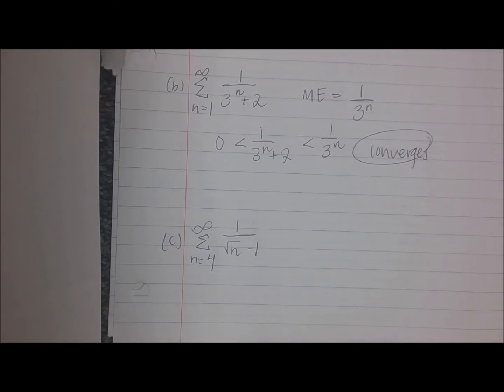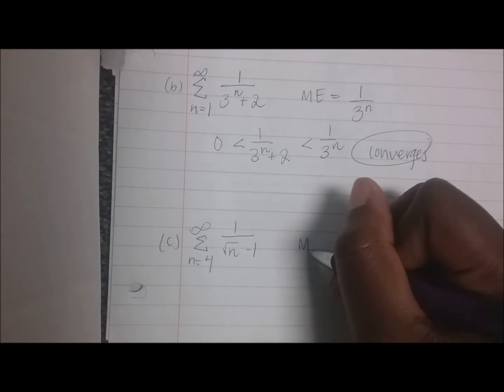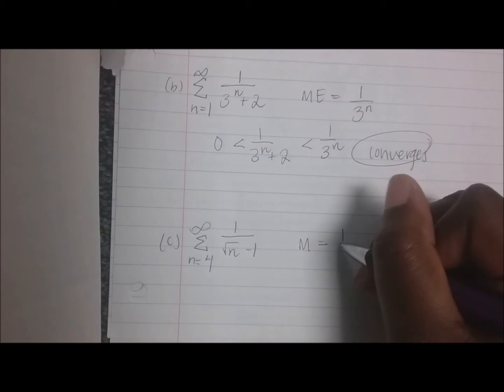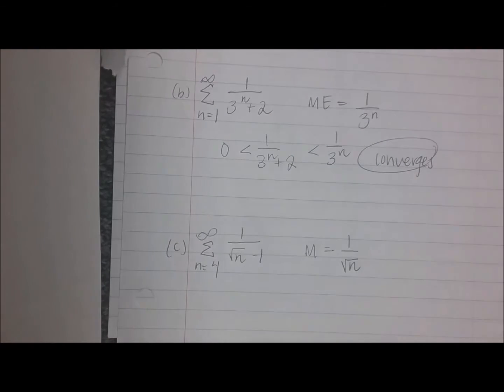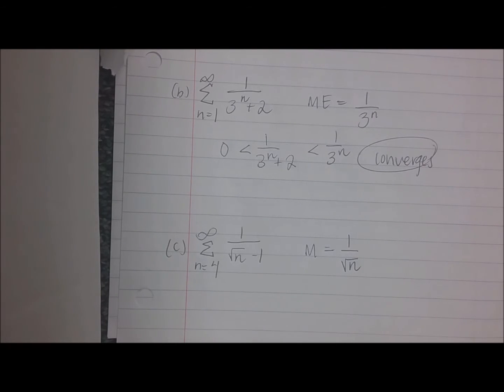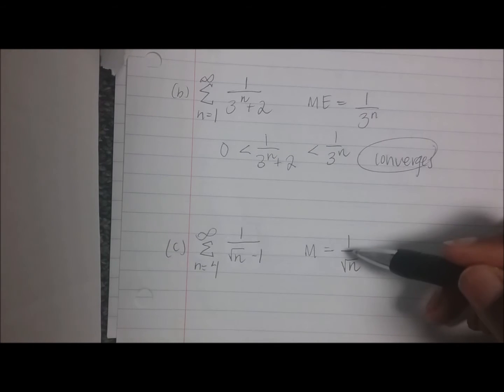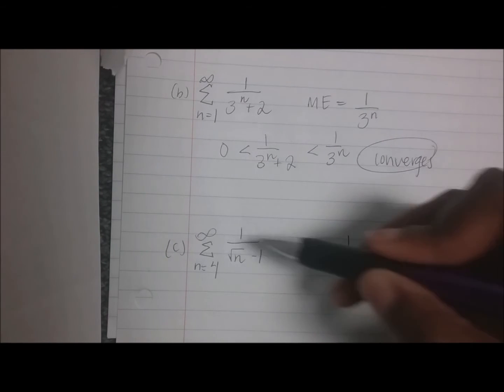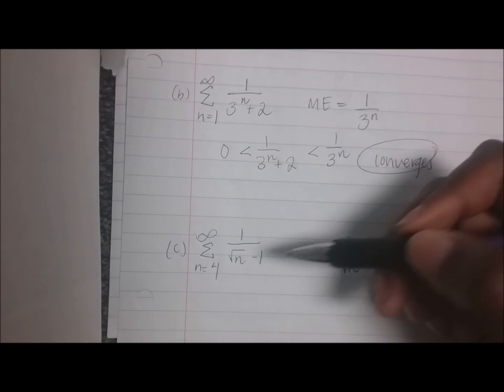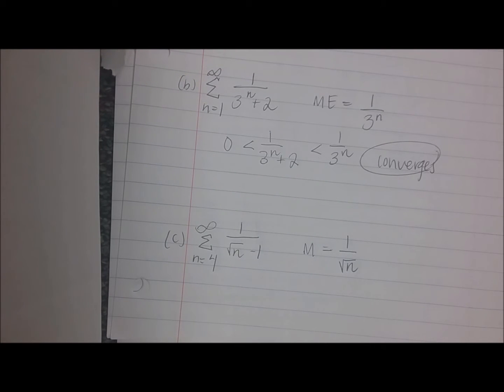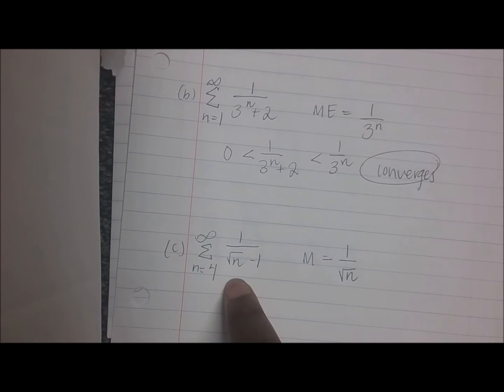And the third one, 1 over the square root of n minus 1. The mother series is 1 over square root of n. Now, when we plug in numbers such as, for example, n is equal to 4, 1 over the square root of 4 is equal to 1/2. 1 over the square root of 4 minus 1 is actually equal to 1. This is less than this, meaning this is greater than the mother series.